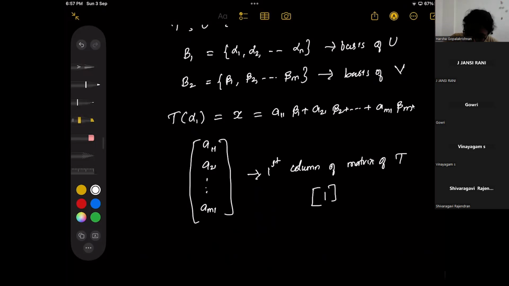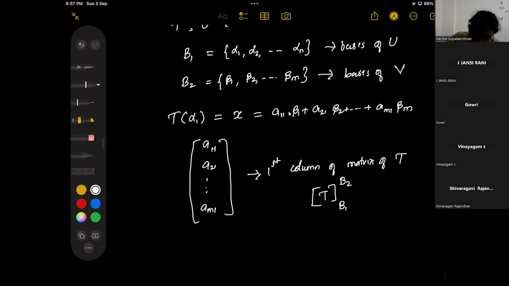And this matrix usually we will write it as T_B1,B2. It means this matrix is written with respect to this basis. We are taking the image of elements from this basis, and whatever the image, we are writing the linear combination of elements of this basis. So B1, B2 are involved in this. So we will write it as T_B1,B2. So for alpha 1, we got like this.